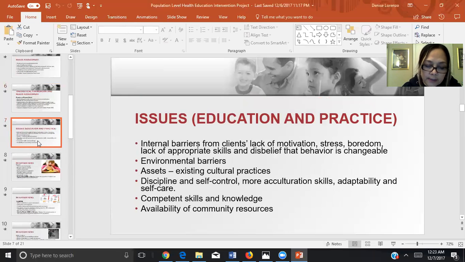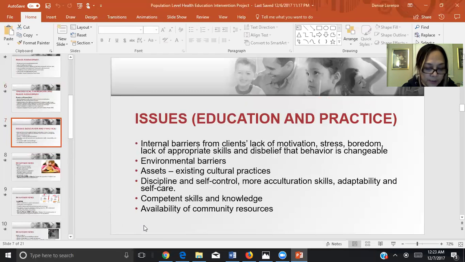Barriers to education practice included internal barriers from clients' lack of motivation, stress, boredom, lack of appropriate skills, and disbelief that behaviors are changeable. Environmental barriers were also affordability of healthy food, lack of resources, unsafe neighborhoods, and lack of facilities to support positive behaviors. Administrative organizational issues were also included.